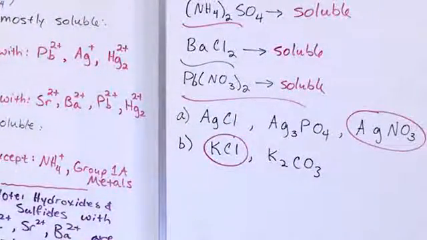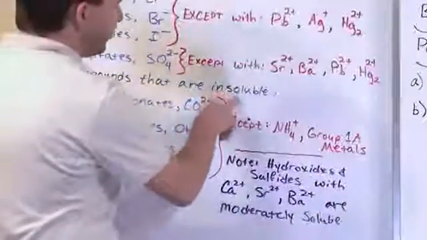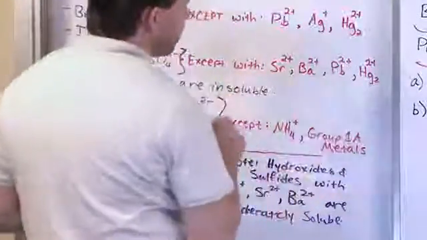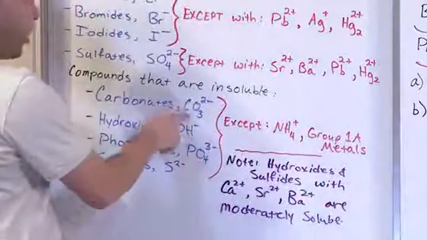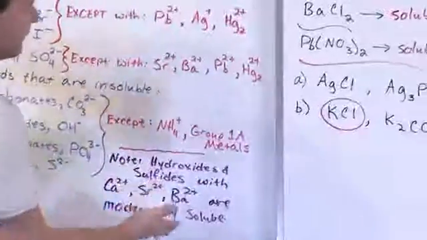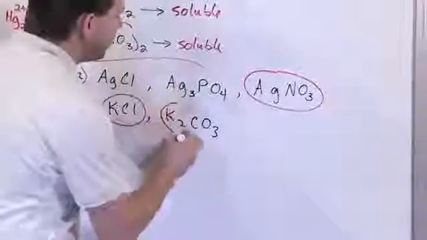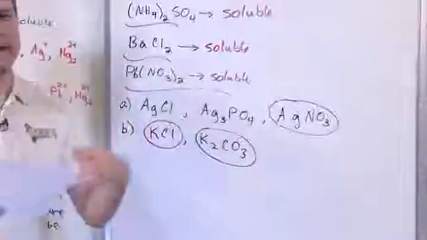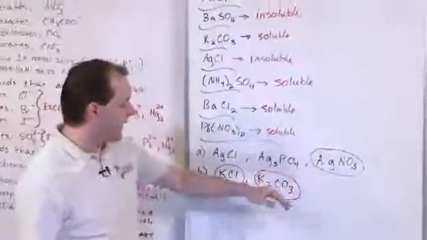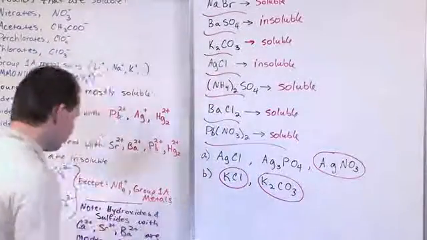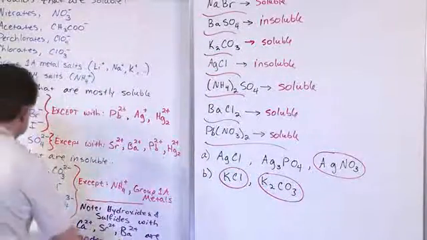So I come down to the bottom. Most carbonates are insoluble. However, there's an exception: ammonium or group 1A metals combining with it. So this is a carbonate, all right, but potassium is a group 1A metal, so it's an exception to this guy. So instead of being insoluble, it actually is soluble. So if we have a reaction that forms potassium chloride, it'll be dissolved in solution. If we have a reaction that forms potassium carbonate, it'll be dissolved in solution. So we're not going to have precipitates formed for either one of these guys.